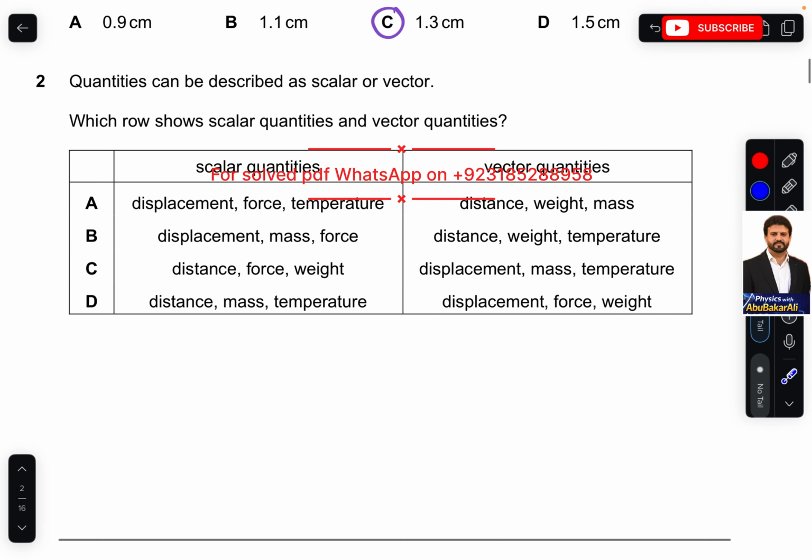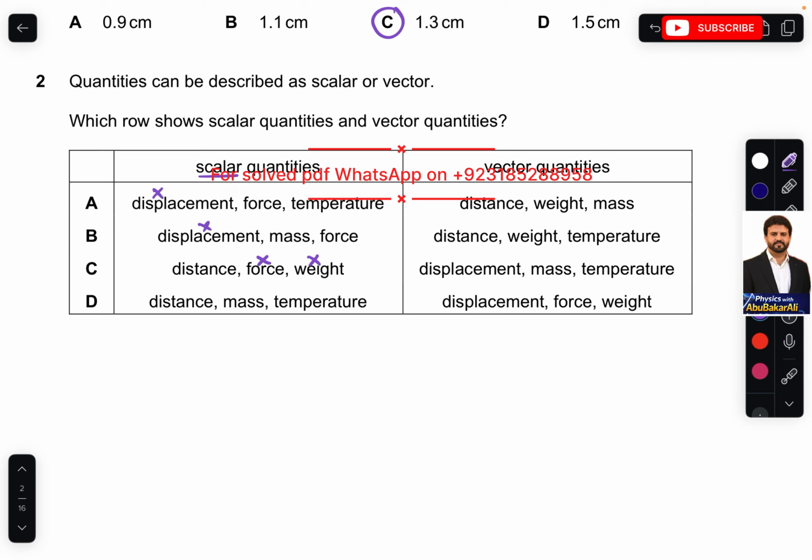Quantities can be described as scalar or vector. Which row shows scalar quantities and the vector quantity? That you have to memorize. I'm going to check the first column. Scalar quantities. Displacement is not scalar. Force and weight are not scalar. Distance, mass, temperature, they are scalar. So we are left with only one option. Displacement, force, weight are vector. So option D is correct.